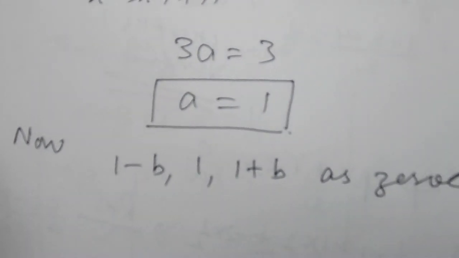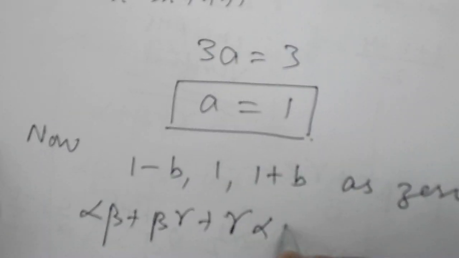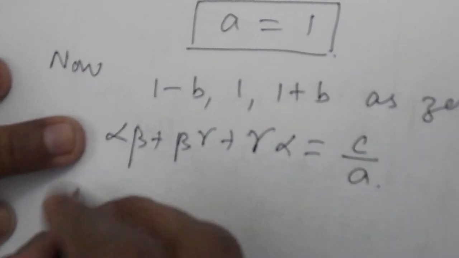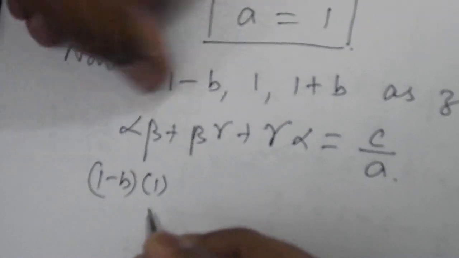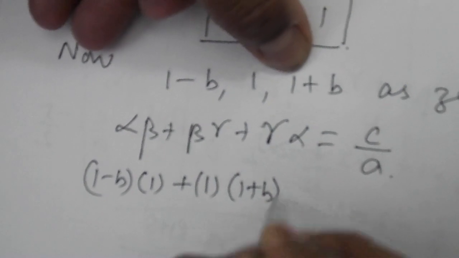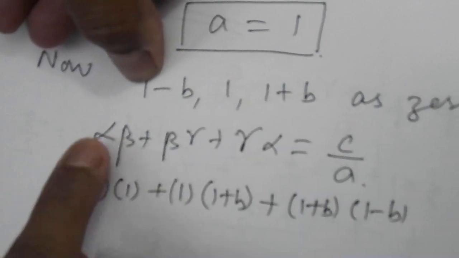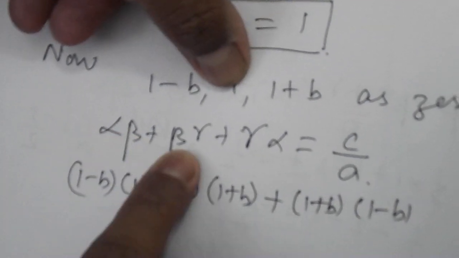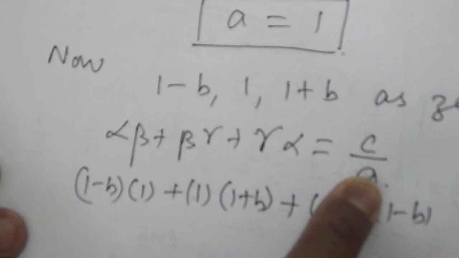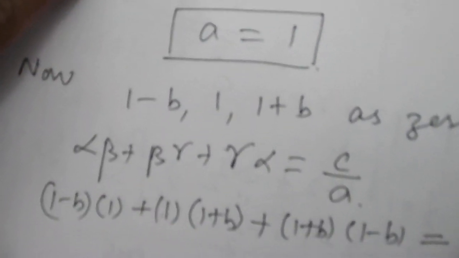Now we apply this in the second relation. Alpha into beta plus beta into gamma plus gamma into alpha is equal to c by a. We multiply 1 minus b into 1, because this is alpha, this is beta, plus 1 into 1 plus b plus 1 plus b into 1 minus b. Alpha beta, we multiplied these two. Beta gamma, we multiplied these two. Gamma alpha, we multiplied these two, is equal to c by a. What is c? c is 1, a is 1.